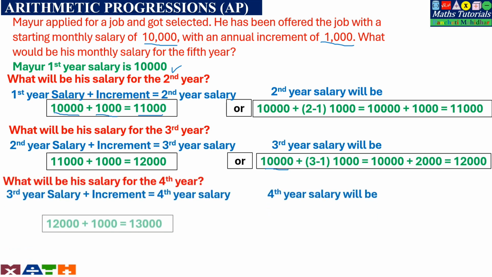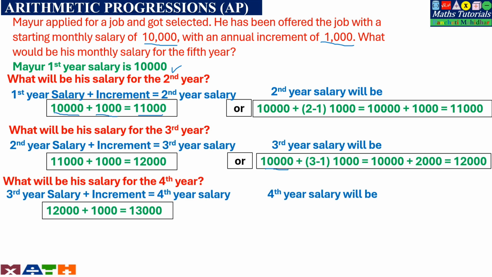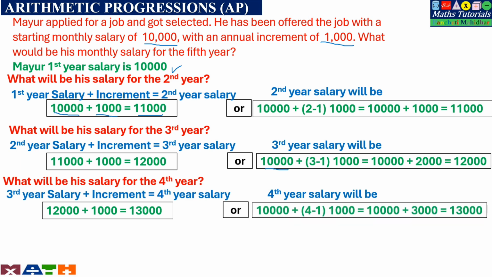His fourth salary will be 12,000 plus 1,000, 13,000. Same, an is equal to a plus n minus 1 into D, where n is 4 here, 4 minus 1 is 3, 3,000. 10,000 plus 3,000 is equal to 13,000.